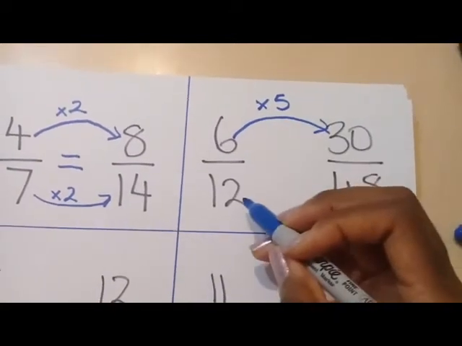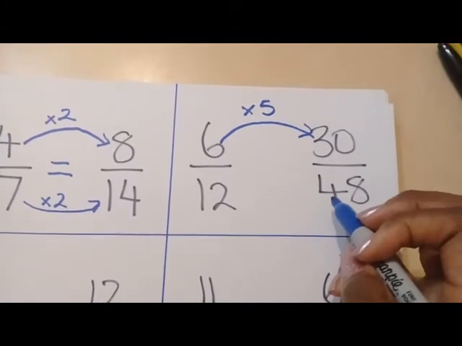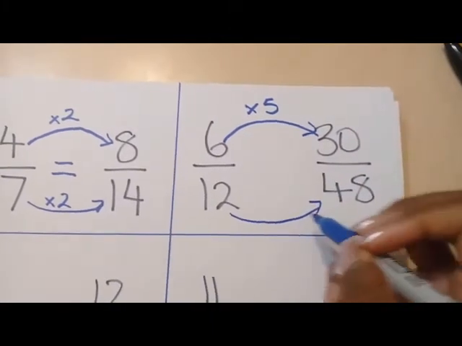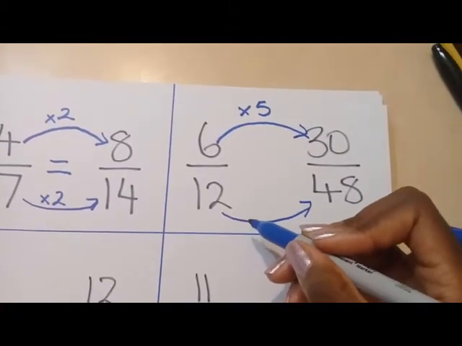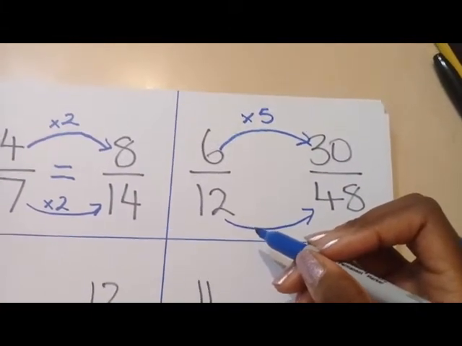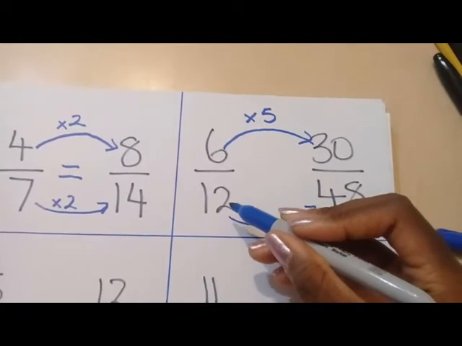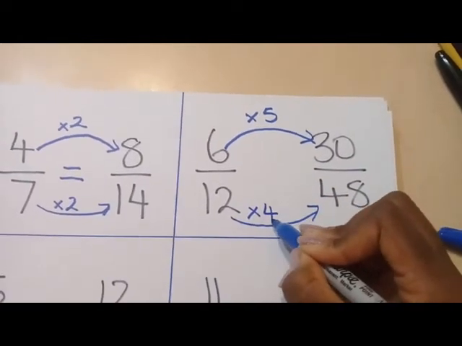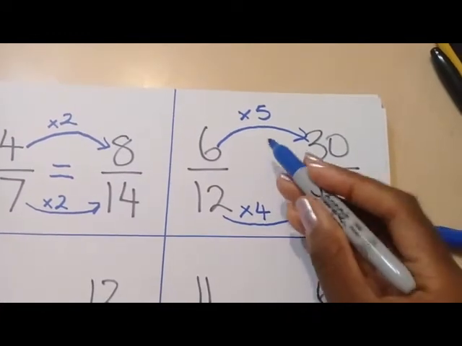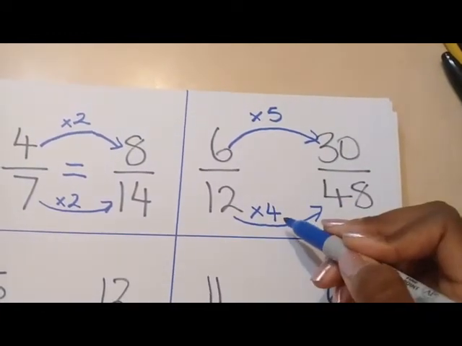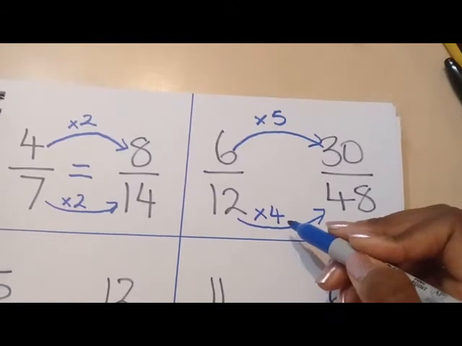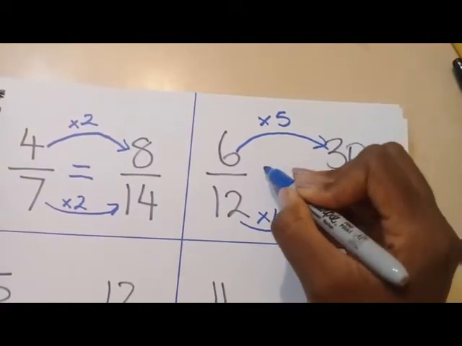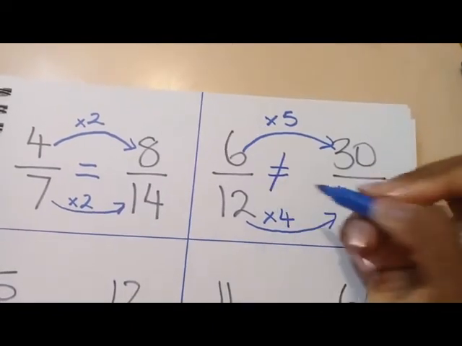Can I multiply 12 by 5 and get to 48? Well, let's see. 12 times 5. I know from my times tables that 12 times 5 is 60. For me to get from 12 to 48, I would have to multiply by 4. I have not done the same thing to the top and the bottom. They're different. That tells me that these two fractions are not equivalent. So, no, they are not equivalent.